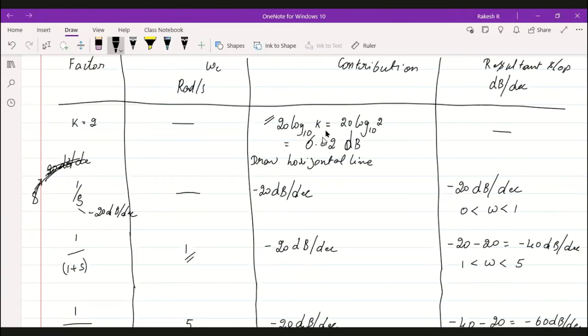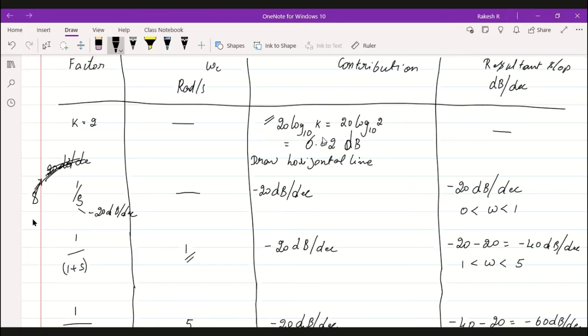Now this is for the contribution. For that, we will not have a corner frequency and we will not have any resultant slope also. Now coming to the next one, you need to take either a pole or a zero at origin. If there is a pole, you need to take that one. If there is a zero, you need to take that one. That is, you need to take either S or 1 divided by S. When you have 1 divided by S, that contribution will be minus 20 dB per decade. When you have only S, that will be plus 20 dB per decade line.